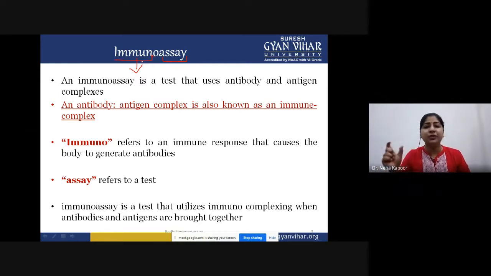Whenever you are using any kind of test to detect such an immune response, that is, whether our body has generated an immune response against that very infection or not. So in a nutshell, an immunoassay is basically a test that uses the antibody and antigen complex, and this test uses this immune complex, the antigen and antibody complex, when they are brought together, so as to go for the diagnosis of a particular kind of disease.